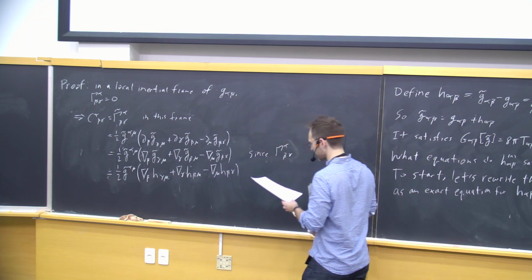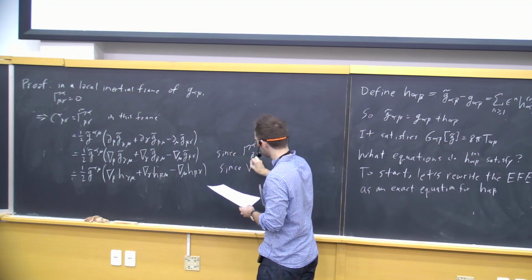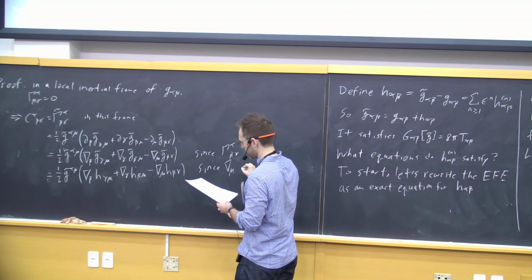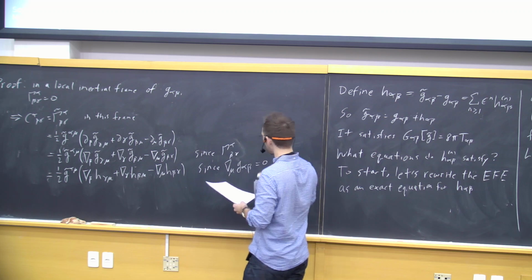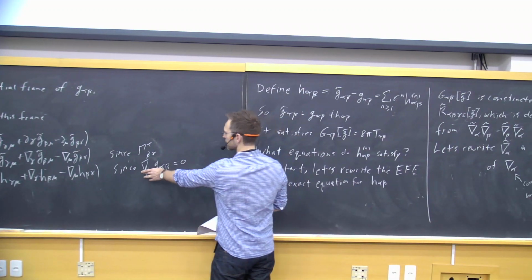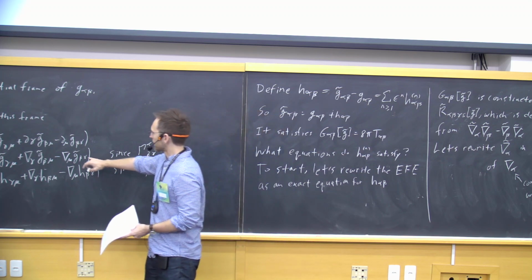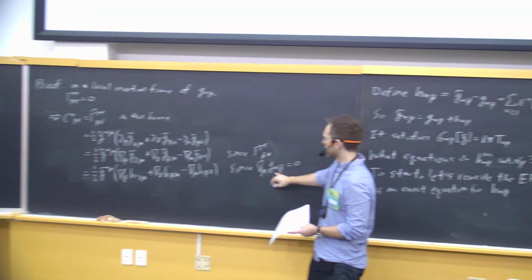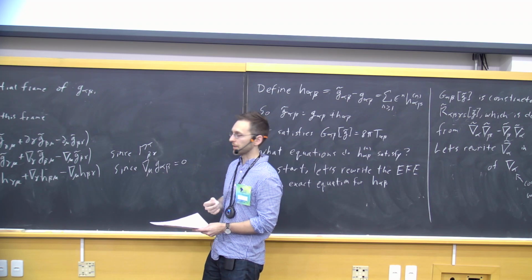And I can do this because the covariant derivative without the tilde acting on the background metric is just 0. So if I replace this g tilde with g plus h, all the g terms are identically 0. You're left with just the h terms.